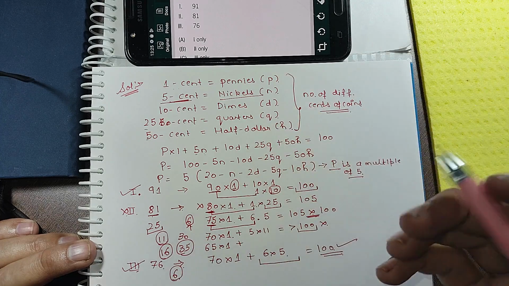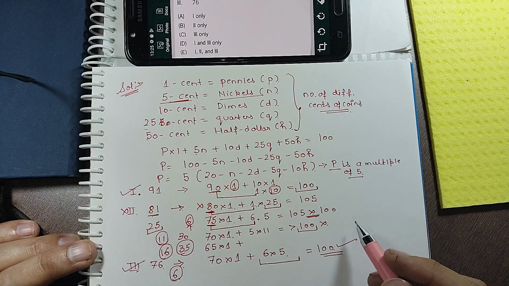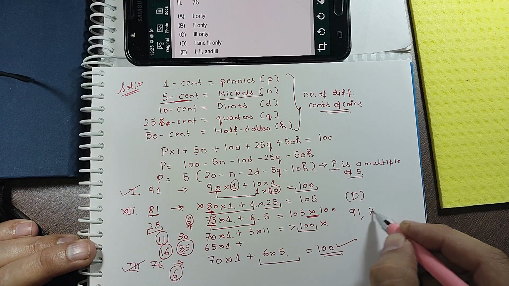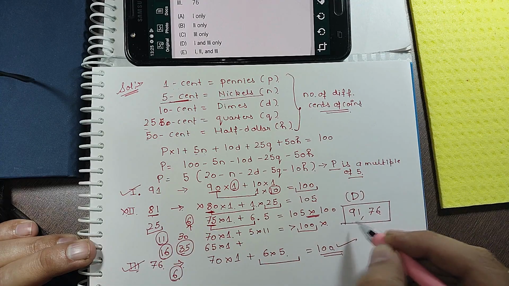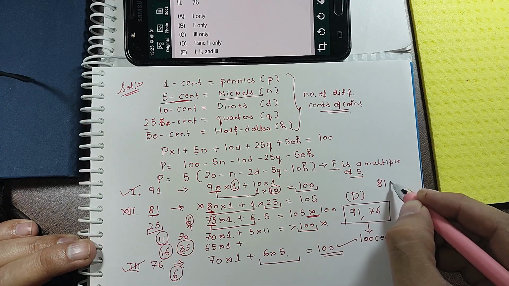So the right option for this will be 1 and 3 only. So the right option will be option number D. So we can have 91 and 76 as the number of coins in the jar to have a worth of 100 cents, but 81 is not possible, right?